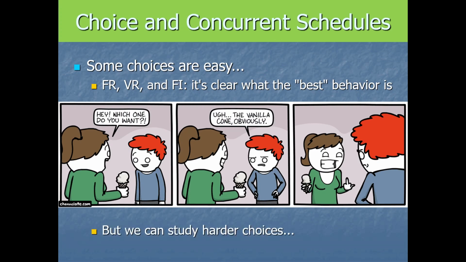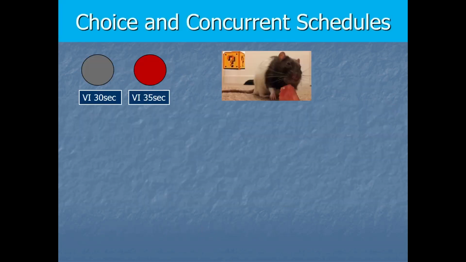But we can study harder choices using this concurrent schedule setup, this little 2-lever or 2-button setup. So let's imagine, instead of the other options we've talked about, we set up something like a VI 30-second schedule and a VI 35-second schedule. Now remember, this is basically saying that on average, the gray lever will be turned off for around 30-ish seconds before it'll pay out again, but sometimes longer and sometimes way shorter, right? Likewise, on the red side, it'll pay out again after roughly 35 or so seconds on average, but sometimes it pays off again immediately, and sometimes the wait is really long.